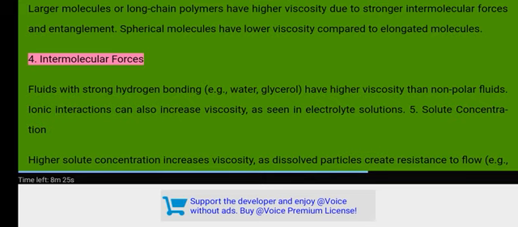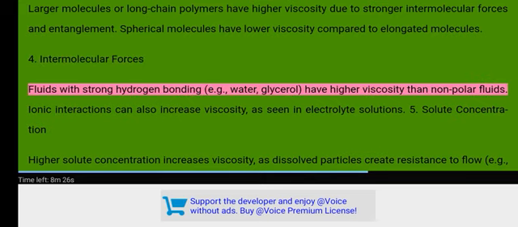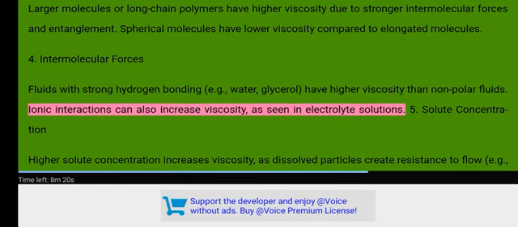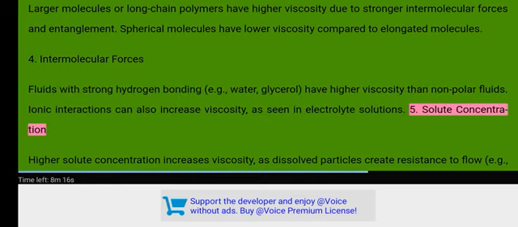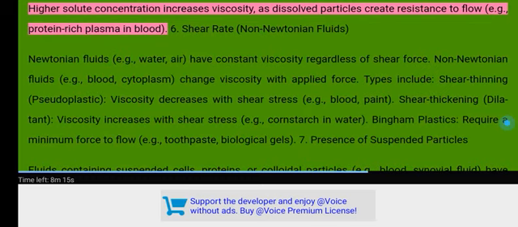4. Intermolecular forces. Fluids with strong hydrogen bonding, e.g., water, glycerol, have higher viscosity than nonpolar fluids. Ionic interactions can also increase viscosity, as seen in electrolyte solutions. 5. Solute concentration. Higher solute concentration increases viscosity, as dissolved particles create resistance to flow, e.g., protein-rich plasma in blood.